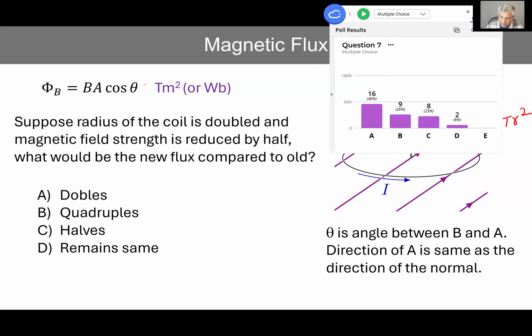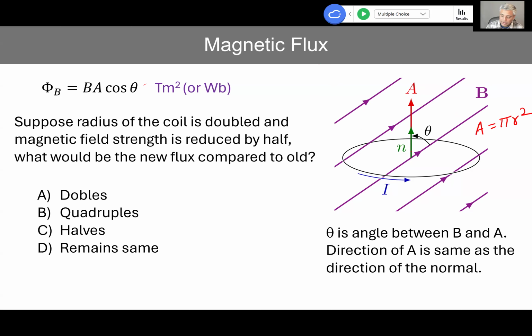So let's see what we got here. We got all of them, a bit more for A. So how do I do it? It says the radius of the coil is doubled. So right now, let's say it is R, and R doubles means it becomes 2R. So A new is pi times 2R, and the 2 has to be squared. So it becomes 4 times pi R squared, and this is the old one. So area becomes 4 times larger.